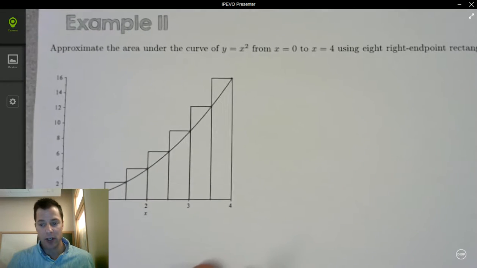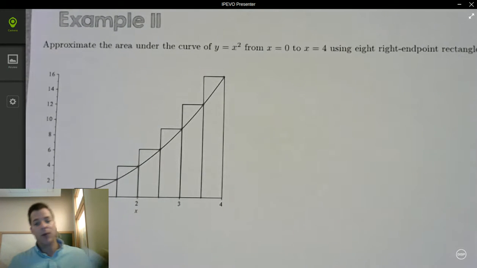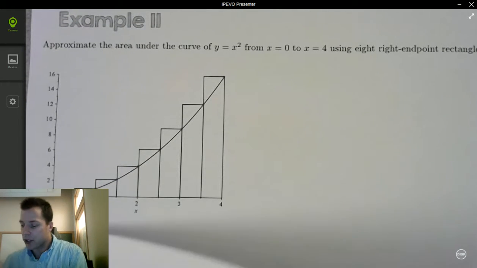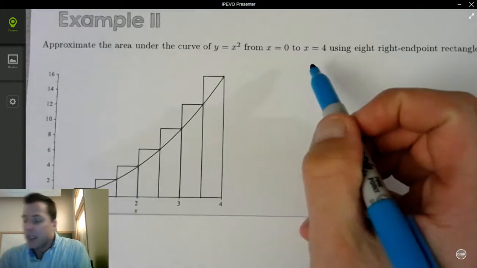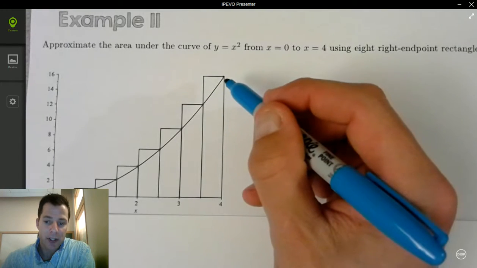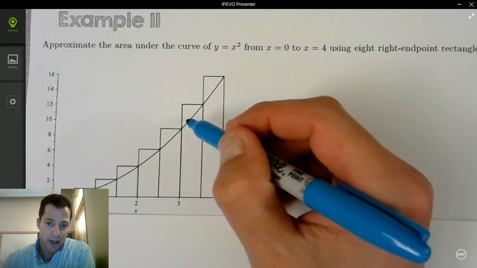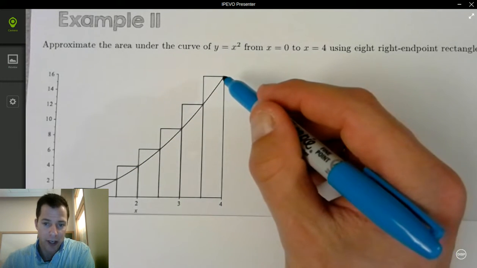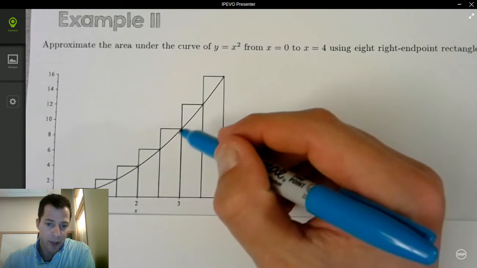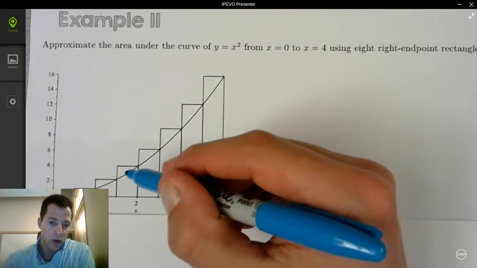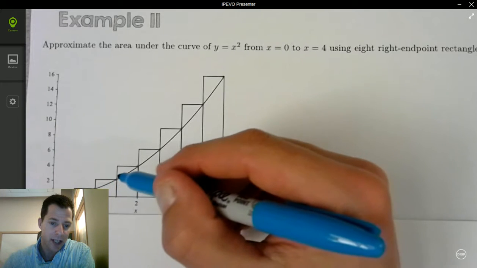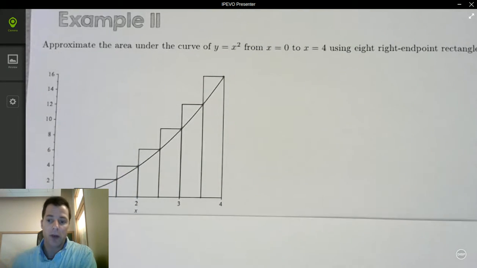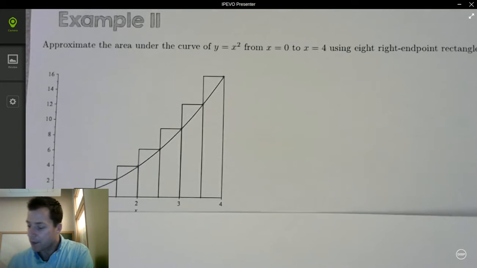Okay, same curve. Now there's 8 rectangles, so for each rectangle endpoint, there's going to be more of them. Notice how there's still an overestimation. There's still a rectangle above the function, but look, f of 4, 3.5, 3, 2.5, 2, 1.5, 1. Those values hitting the curve are what we're going to plug in. Those are going to get us the heights.